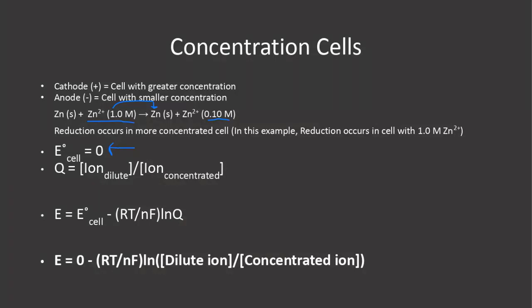And then if we plug that into our E expression that we got before, we can plug in 0 for E0 cell. And then for our Q value, we can just use our reaction quotient writing rule, so we do our products divided by our reactants. As you can see, because our cathode is the one with greater concentration, whenever we do products divided by reactants, we'll get our dilute ion concentration, in this case 0.1, divided by our concentrated ion solution. And we'll get roughly an equation like E equal to 0 minus RT divided by nF times the natural log of your dilute concentration divided by your concentrated ion concentration.